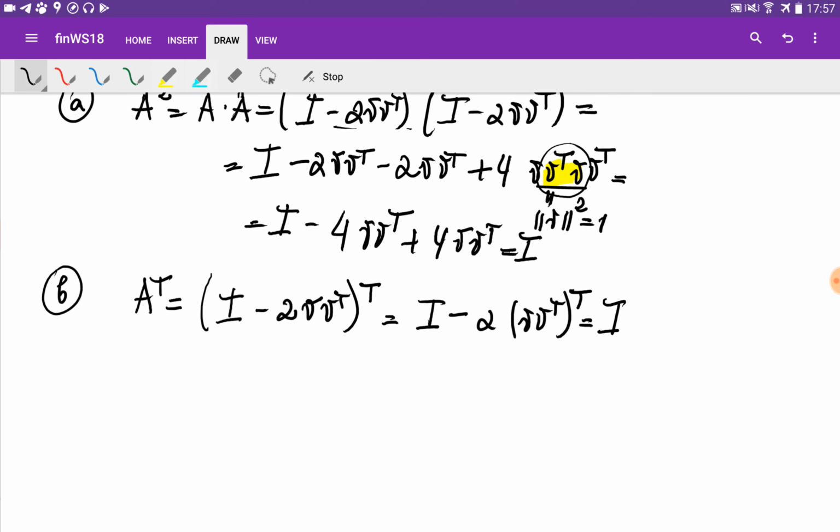So which is going to be identity minus 2 times the transpose of this matrix. The transpose of this product is the transpose of the second one, which is V, multiplied by the transpose of the first one, which is V transpose, which is the same as A.